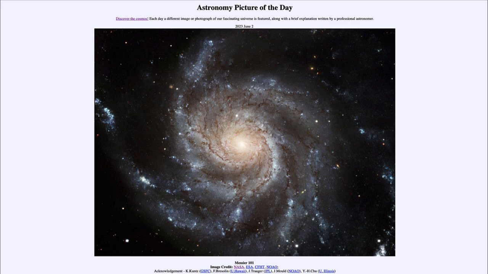So here we get to see all that detail, including the star clusters, the dust lanes, again, another sign of star formation at a very early stage, and again, swirling down into the central regions where stars are a little more of a mixture between young and old stars, and eventually leading us to a supermassive black hole at the center of the galaxy. So that was our picture of the day for June 2nd of 2023. It was titled Messier 101.